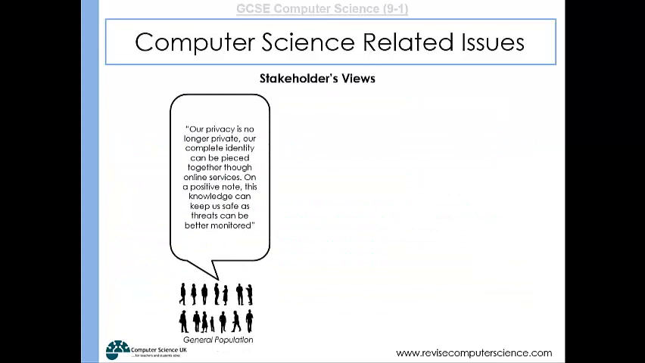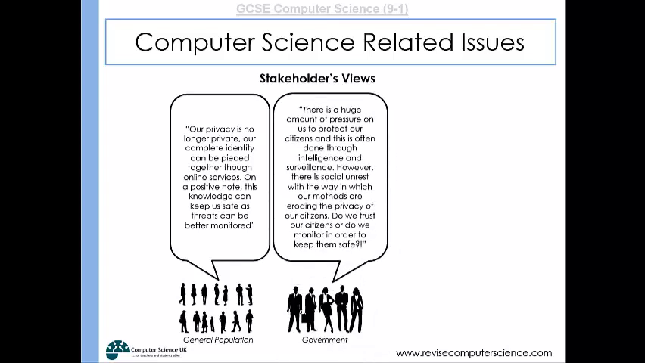So, general population. Our privacy is no longer private. Our complete identity can be pieced together through online services. On a positive note, this knowledge can keep us safe as threats can be better monitored. Government. There is a huge amount of pressure on us to protect our citizens, and this is often done through intelligence and surveillance. However, there is social unrest with the way in which our methods are eroding the privacy of our citizens. Do we trust our citizens, or do we monitor in order to keep them safe?